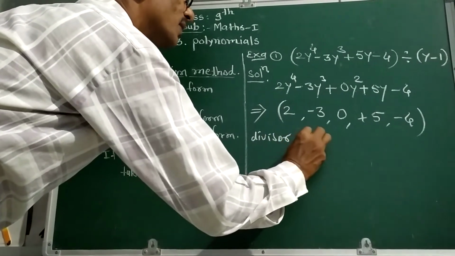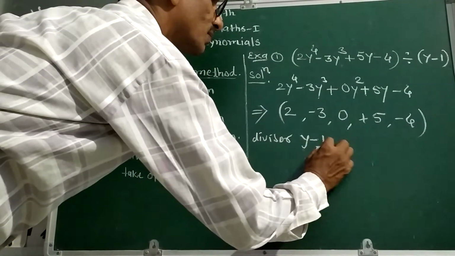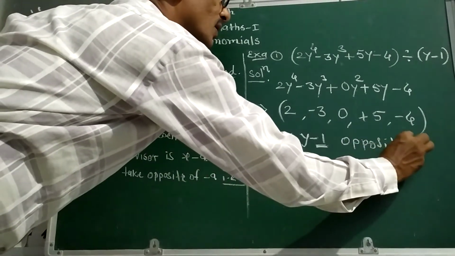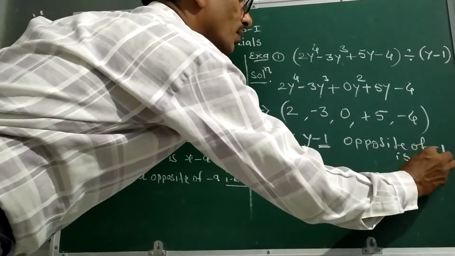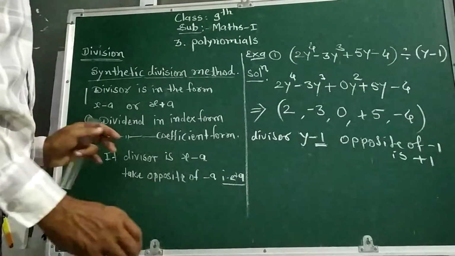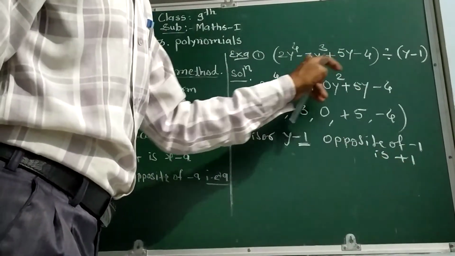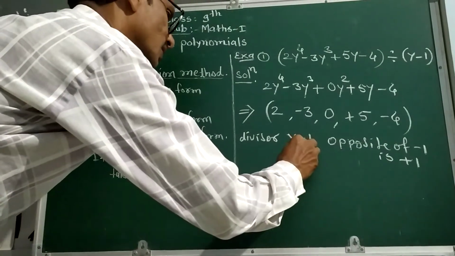The divisor is y minus 1. So we have to write the opposite of this minus 1. So the opposite of this minus 1 is plus 1. So we have to divide this coefficient form using this plus 1. So we have to solve this.